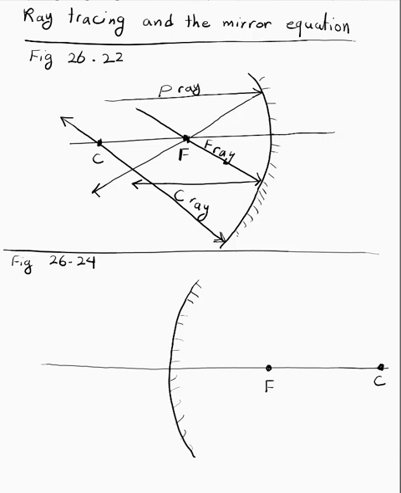Now let's just place an object, and we usually show the object by an arrow because we want to show the direction, if it is upward or reversed. So this is my object. Let's put it in front of the mirror. And I'm going to use the three rays that we talked about to just see how the image is formed.